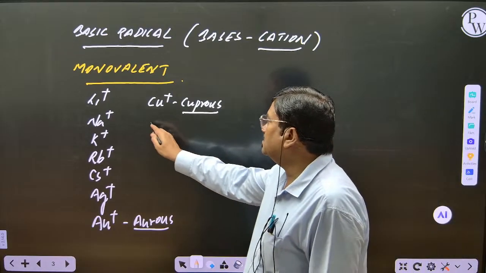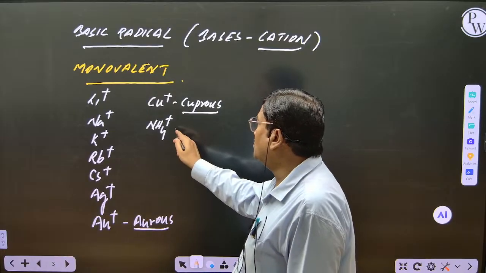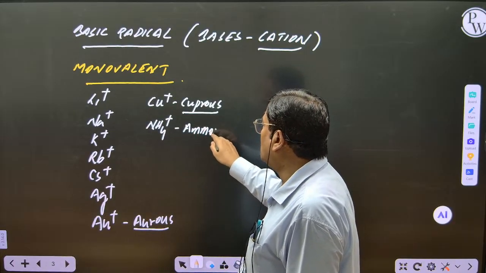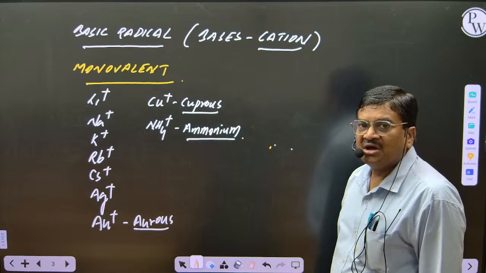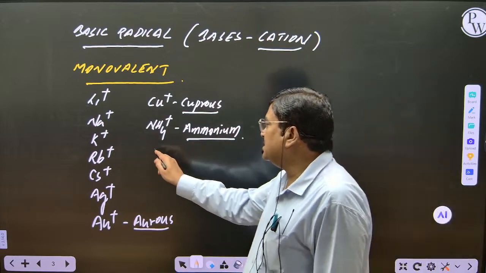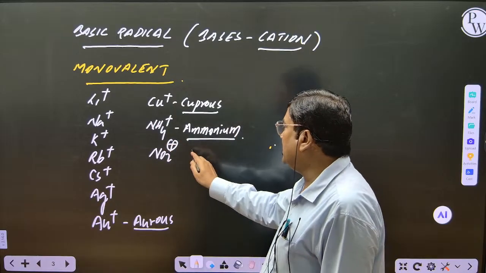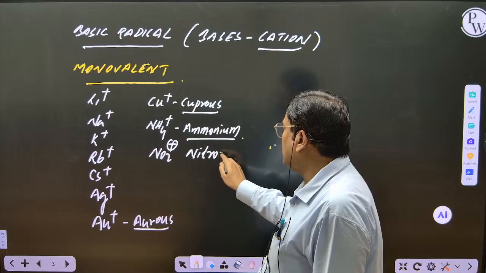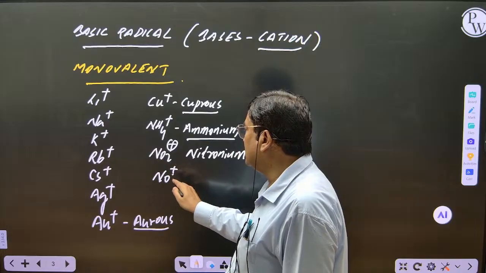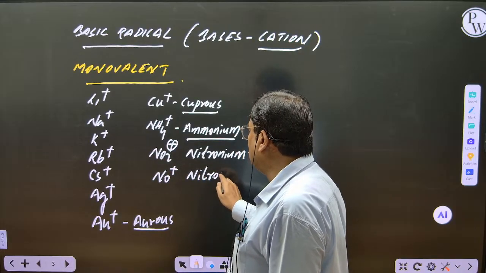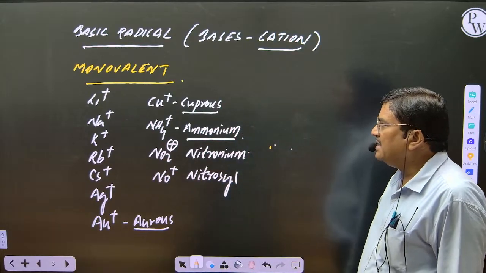And you know ammonium. What is ammonium? See the difference between ammonia and ammonium. NH4 plus is called ammonium ion. These are all monovalent. And you know NO2 plus. Later in organic chemistry you study nitronium ion. This is called nitronium. NO plus is called nitrosyl. So these are all monovalent cations.